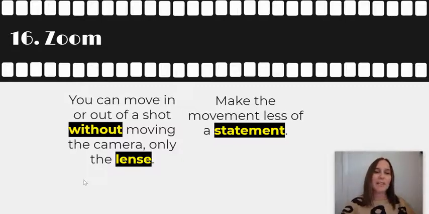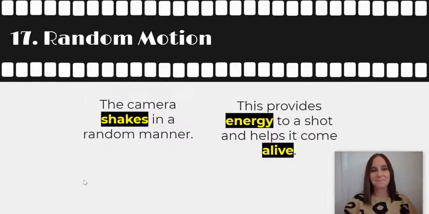Zooming, you can move in or out of a shot without moving the camera, only the lens. It makes the movement less of a statement. Now, I tell my students when we are filming our movies in class, I do not like when students use zoom. I would actually prefer that you move the camera forward. The reason for that is a lot of times the camera goes out of focus and then the rest of your footage will be blurry.